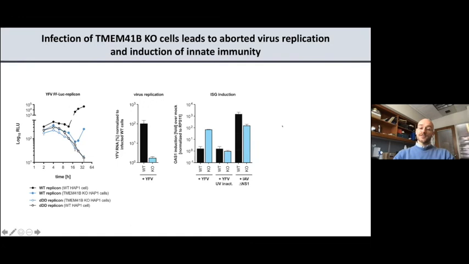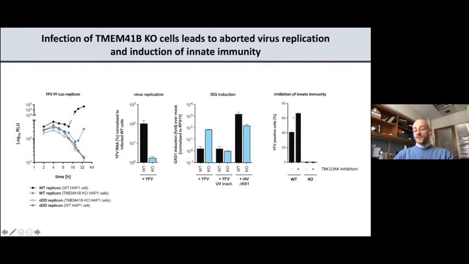And we also wanted to show that these knockout cells are not just super sensitive or alert to any stimulus. So wild type cells and knockout cells respond equally well to a known stimulus like the influenza virus Delta NS1 virus. So lastly, we inhibited the innate immunity.